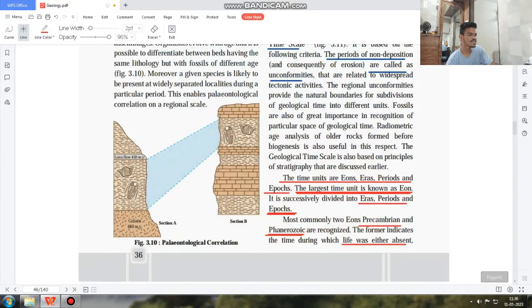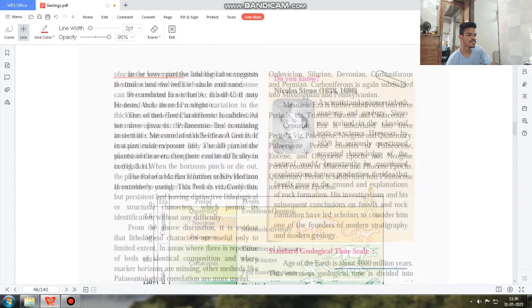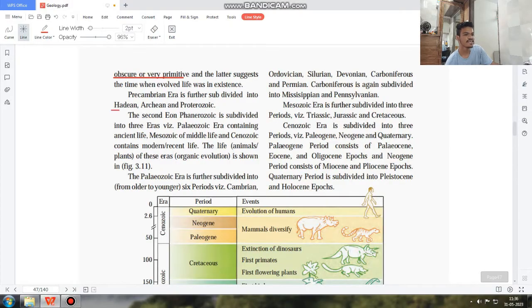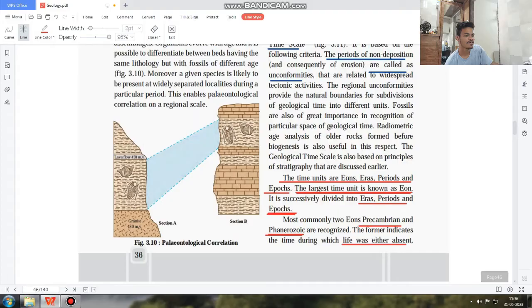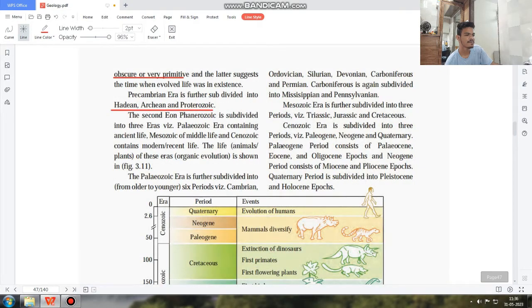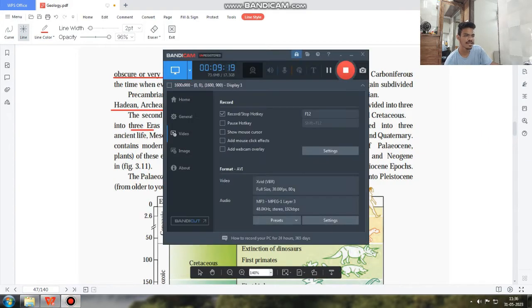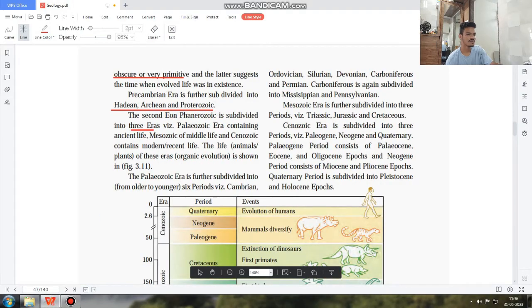Okay, now the second one is what? Phanerozoic. Over here you can see Phanerozoic is further divided into eras, 3 eras. Okay, 3 eras. What are those 3 eras? Paleozoic, containing ancient life, Mesozoic containing middle life, Cenozoic containing modern life. Okay, so the life of animals of these eras are shown in figure 3.11.